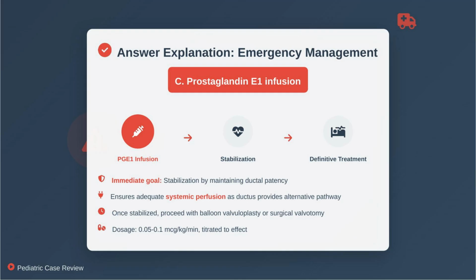Prostaglandin E1 infusion. In critical aortic stenosis with cardiogenic shock, the immediate goal is stabilization by maintaining ductal patency with prostaglandin E1 infusion. This ensures adequate systemic perfusion as the ductus arteriosus provides an alternative pathway for blood flow. Once stabilized, definitive treatment with balloon valvuloplasty or surgical valvotomy can be performed.